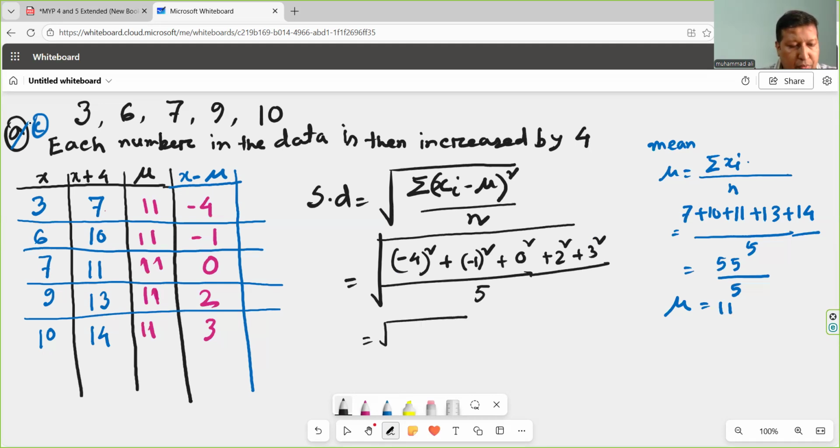So root over 30 divided by 5. It is root over 6. Root over 6 is 2.45. So after increasing, the mean is 11 and the standard deviation is 2.45.